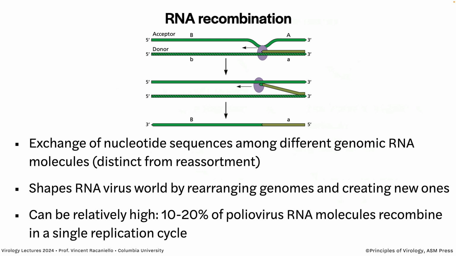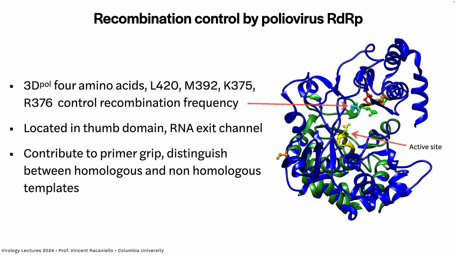It's different from reassortment, where segmented genomes can mix in an infection. And this is always creating new genomes in the RNA world, and it can be very high frequency. For poliovirus, it can be up to 20% in a single replication cycle. And again, we've identified sequences in the polymerase that regulate RNA recombination. And there are 4 amino acids, not 3. You can see they're listed here, but their names are not so important for you to know. 4 amino acids regulate recombination frequency.